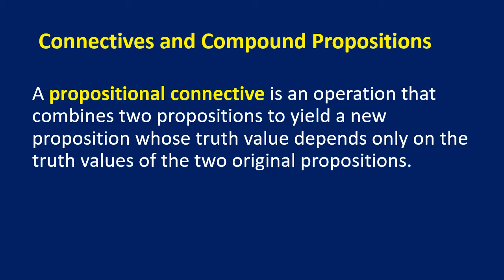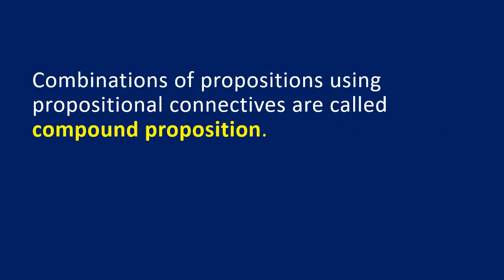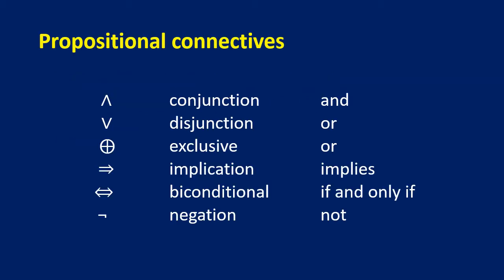So what happens here is that you combine two propositions using these propositional connectives, and the answer would be another proposition, okay? And the truth value of the resulting proposition will depend on the truth values of the two original propositions. Take note that the combinations of propositions using propositional connectives are called compound propositions. Just like with sentences, when you combine two sentences, you have compound sentences. Here is just an overview of the propositional connectives that we would be discussing. We have conjunction, disjunction, exclusive or, implication, biconditional, and the negation.